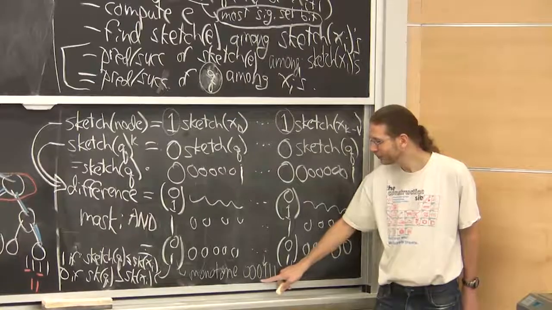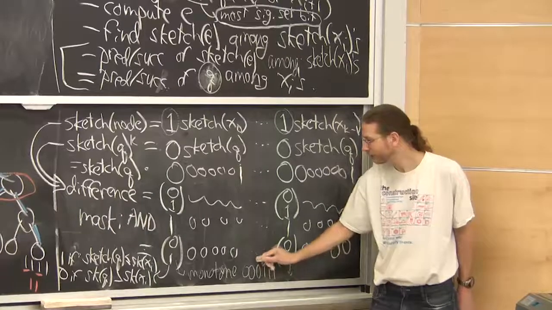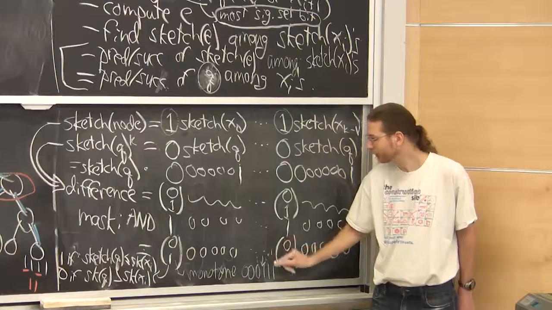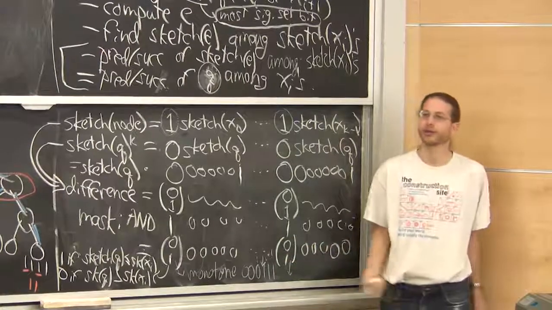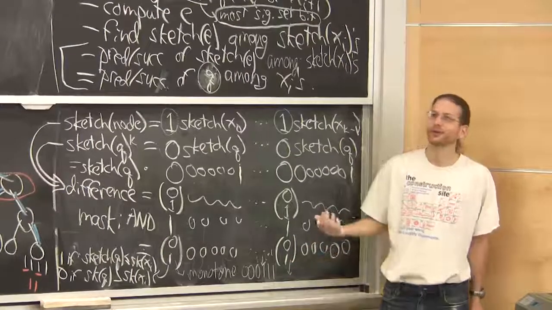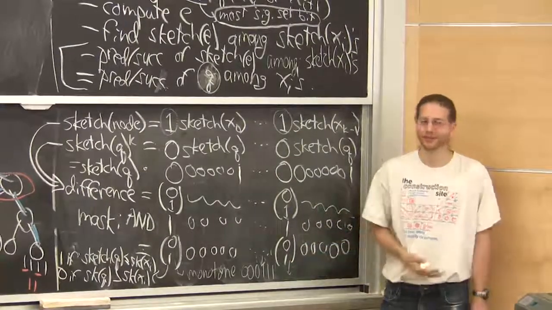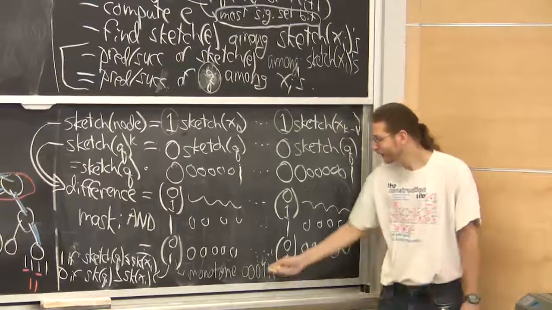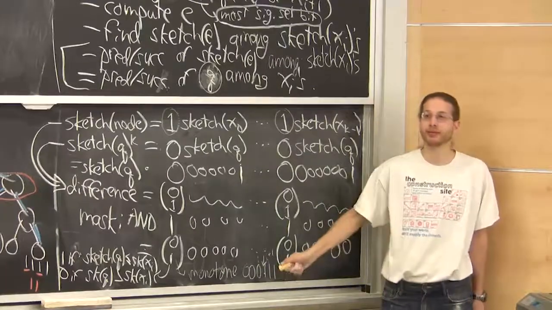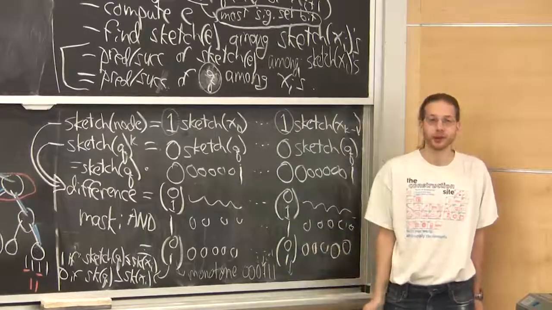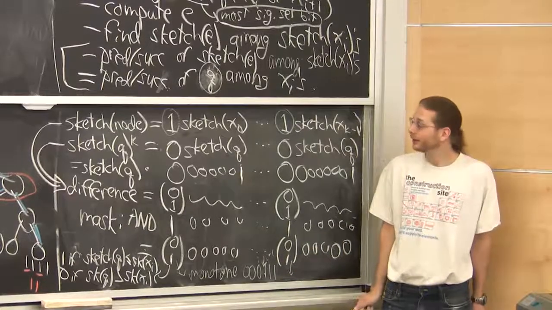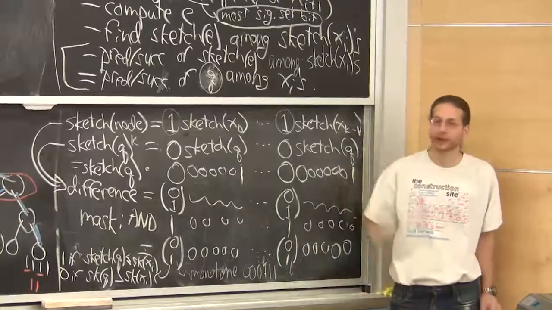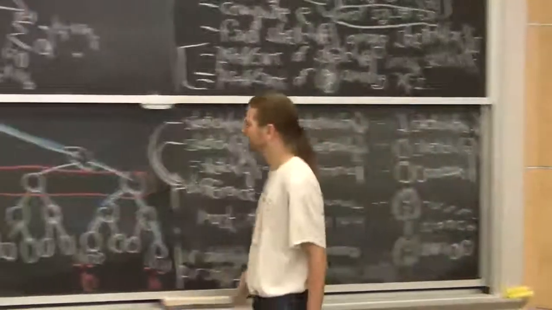So we fit between, this would be position i and position i plus 1, and we fit between xi and xi plus 1. Well, not actually xi and xi plus 1. We fit between sketch of xi and sketch of xi plus 1. Okay? That's what we need to find. Now that is, again, the problem of finding the most significant 1 bit. But in this case, I don't need that operation. I can do it in a simpler way.